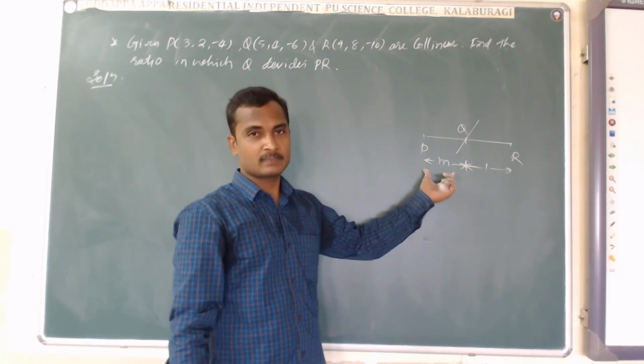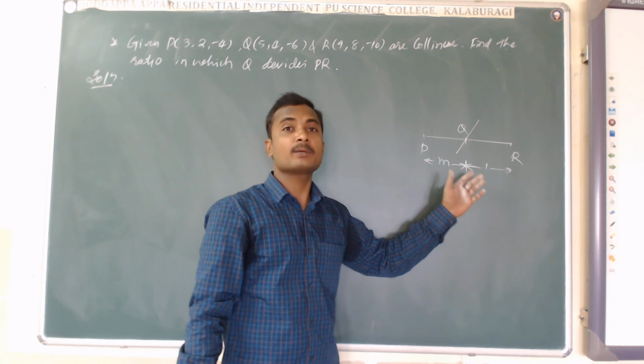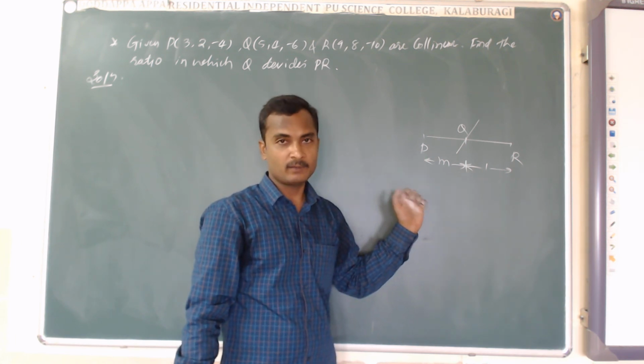Let the first distance be m. Let the second distance be 1. So by assuming that the ratio is m is to 1, let us find the value of m.